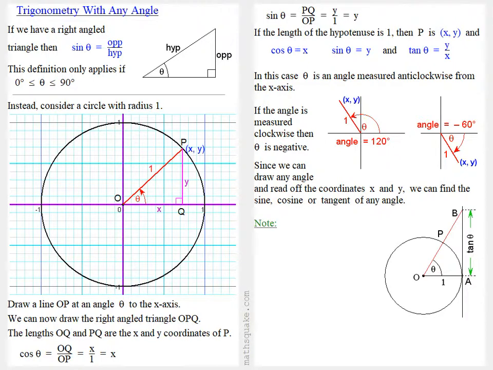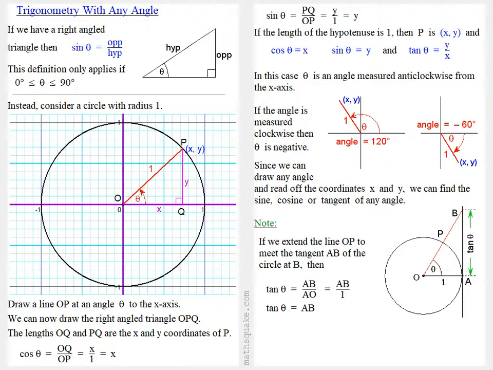Now, it's worth noting, if we draw the tangent of the circle, AB, and extend the line OP to meet the tangent of the circle at B, then the tangent of theta is AB over AO. Now the length AO is 1, it's the radius of the circle, so the tangent of theta is AB over 1, or the tangent of theta is AB. So the tangent of the angle theta is equal to the length of the tangent AB. That is how the function tangent of an angle gets its name.